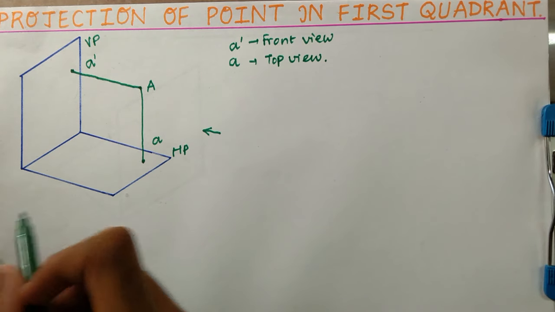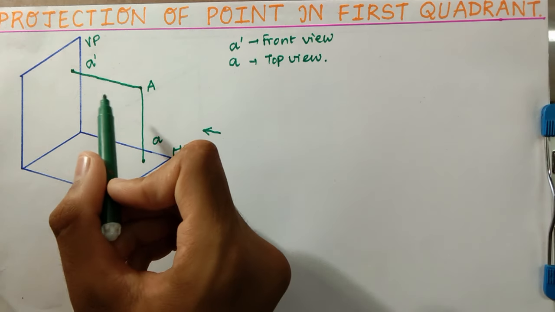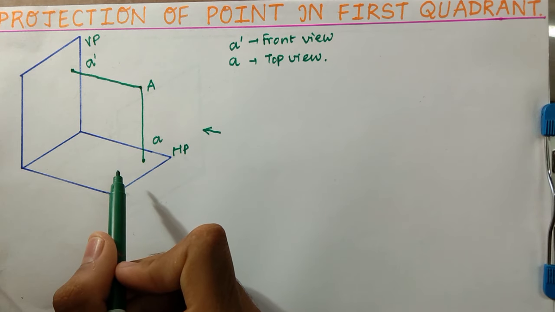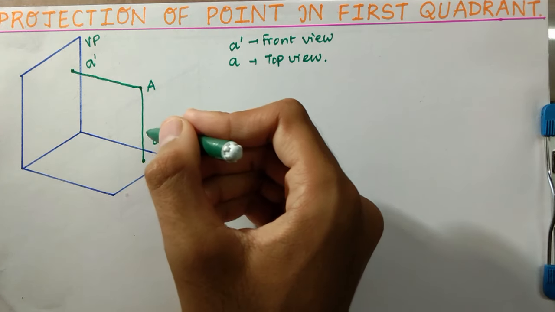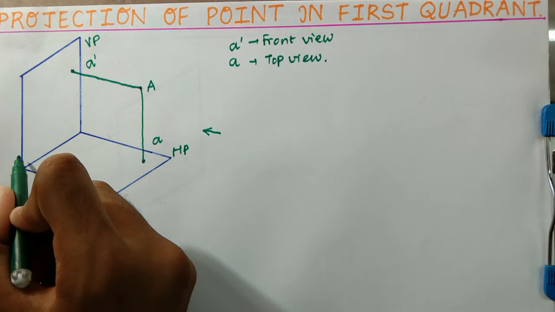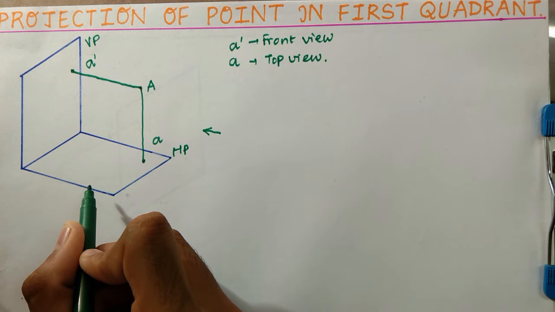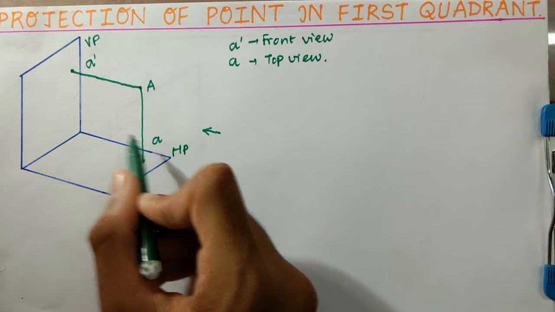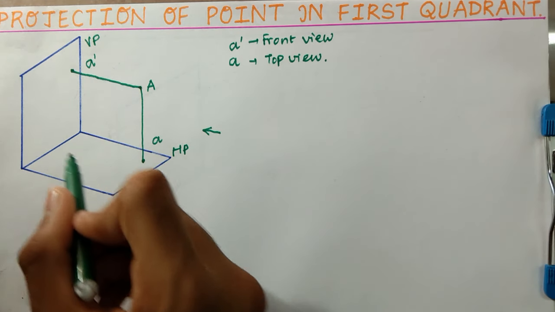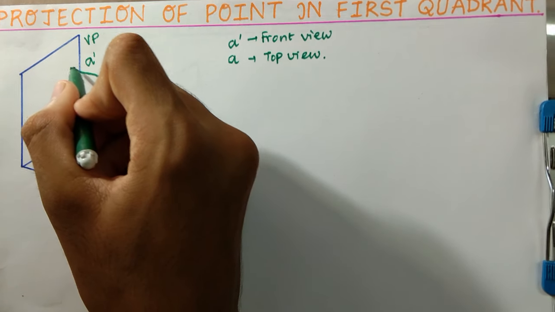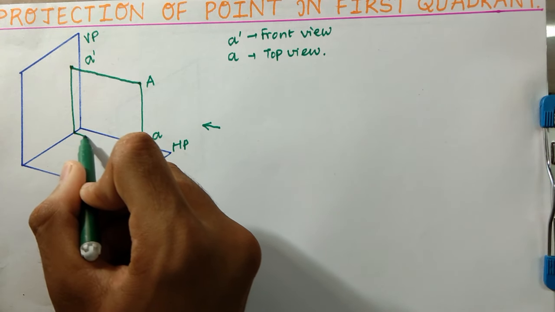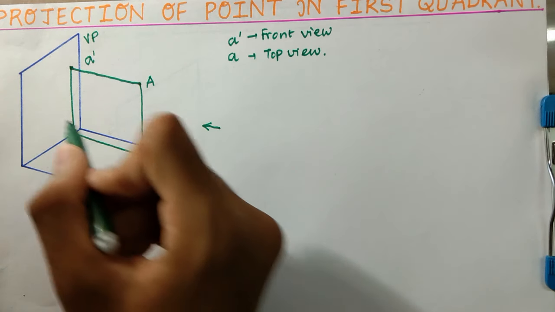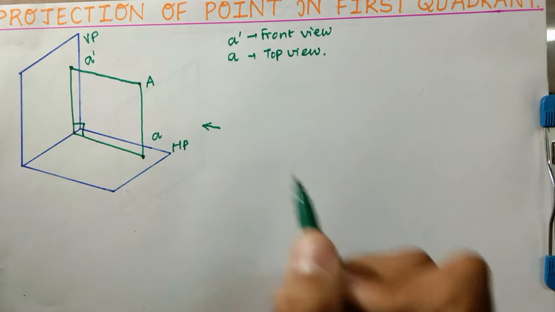Now, after deciding the point at which the projectors would intersect the vertical plane and the horizontal plane, the next important step is to join both the projectors. Since these two planes, horizontal plane and vertical plane, are at right angles with each other, the projectors joining each other would also meet at a right angle only. So let us join them. This angle is referred to as a right angle.